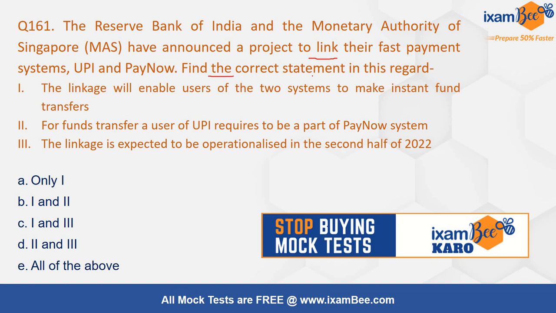RBI and Monetary Authority of Singapore have announced a project to link their fast payment systems, UPI and PayNow. Find out the correct statement in this regard. The linkage will enable users of the two payment systems to make instant fund transfers. For fund transfers, a user of UPI requires to be a part of the PayNow system. The linkage is expected to be operationalized in second half of 2022.